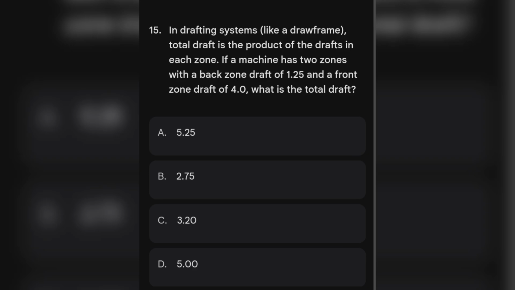In a drafting system, what is the total draft produced by the drafting in each zone? The machine has two zones: the back draft is 1.25 and the front draft is 4. Now, what is the total draft? The total draft here is 5, because 4 into 1.25.